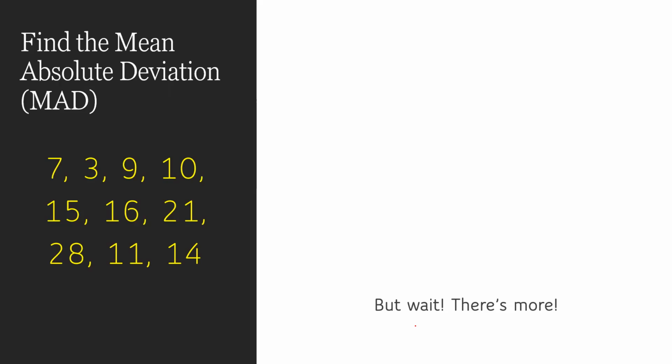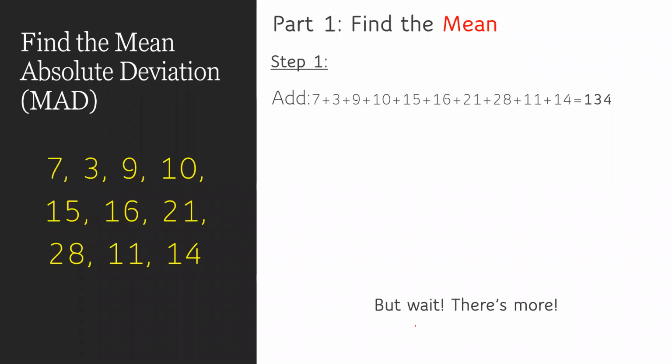At this point, you should have unpaused your video, and let's go over the mean absolute deviation and how we can solve this equation. So like the example that we did previously, we'll start with the first part, which is just going through and finding the mean of the data set. So again, to find the mean of the data set, you add all of your numbers. So 7 plus 3 plus 9 plus 10 plus 15 plus 16 plus 21 plus 28 plus 11 plus 14.